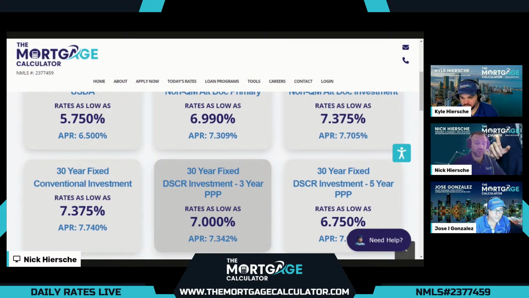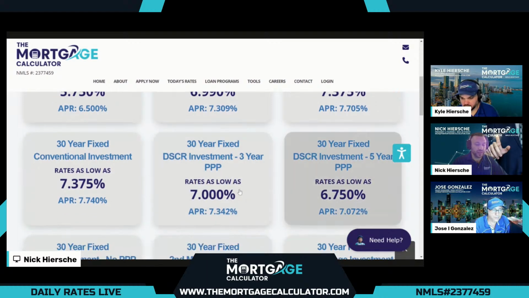First up is our 3-year prepayment penalty option. Rates come in at 7%. Final APR 7.342, which beats conventional. Absolutely amazing. And for our investors that are willing to add a 5-year prepayment penalty, some programs allow it, to get even lower rates: 6.75 rate. Final APR 7.072.